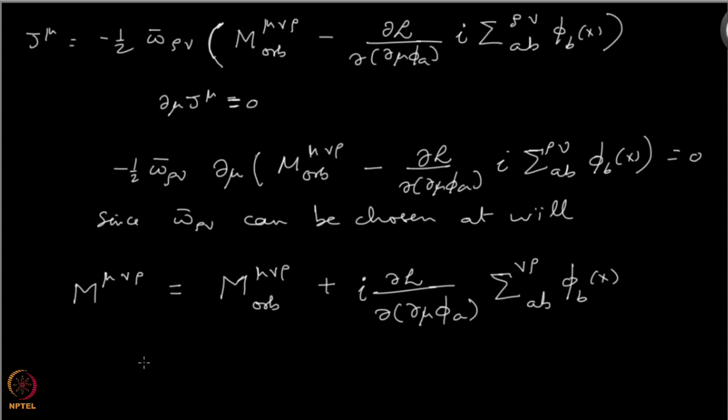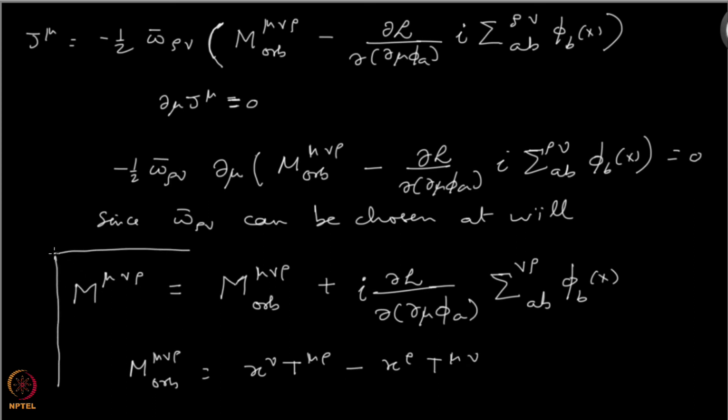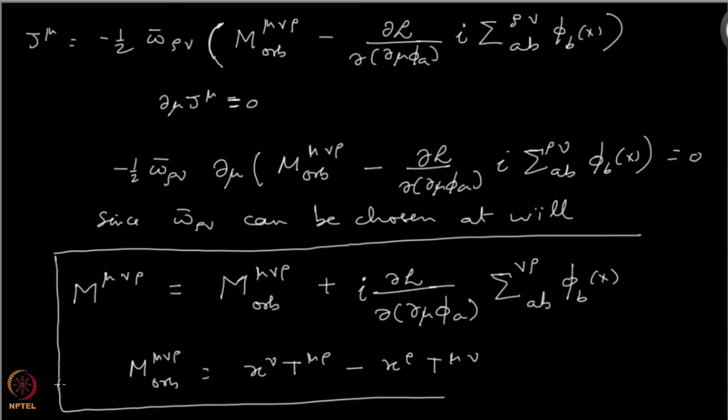Let me here write M mu nu rho orbital is what? x nu t mu rho minus x rho t mu nu. So we have found all the 6 conserved currents corresponding to Lorentz transformations. 6, because you have nu rho, and these two indices are antisymmetric under interchange. So there are only 6 independent entries. That's why you have 6 conserved currents and correspondingly 6 charges.